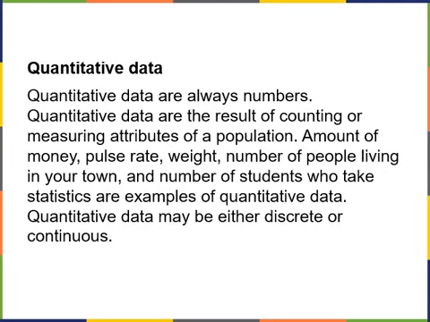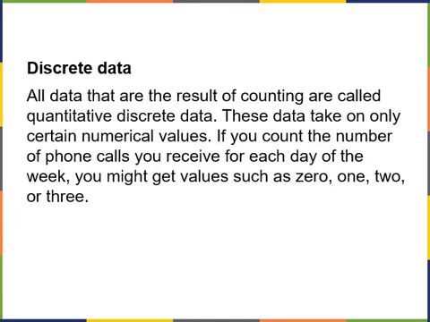Quantitative data, that's always numbers. These are the result of counting or measuring attributes of a population. For example, the amount of money you have in your checking account, your current pulse rate, how much you weigh, the number of people who live in your town, and the number of students who take statistics are examples of quantitative data. So quantitative data might be discrete or continuous. And I'll show you what the differences are in the next slides.